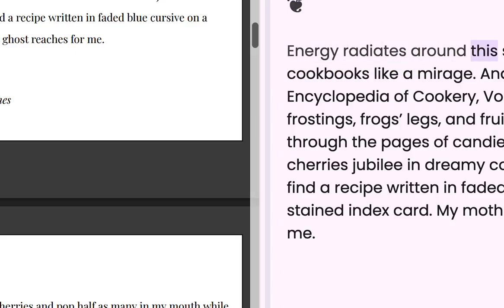Energy radiates around this stack of old cookbooks like a mirage. And the Women's Day Encyclopedia of Cookery.